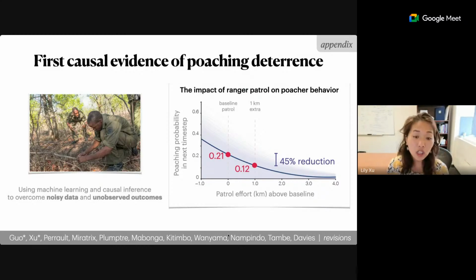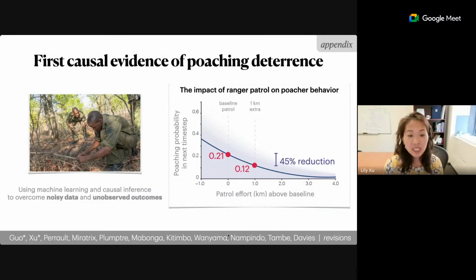If we patrol an additional kilometer, then that poaching probability drops significantly to about 12%, which is a 45% reduction in the probability of detecting snares. Or sorry, a 45% reduction in actual snaring. And we feel like this result is very significant in being able to help inform policymakers of the value of ranger patrols and give justification for park managers and NGOs to come to funders and say, this is work that we need to continue to support.